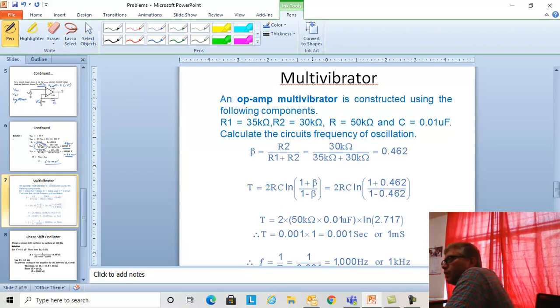An op-amp multivibrator is constructed using the following components. R1 is equal to 35 kilo ohm, R2 is equal to 30 kilo ohm, R is equal to 50k, and C is equal to 0.01 microfarad. Calculate the circuit's frequency of oscillation. If they say frequency of oscillation, that means it is astable, because it doesn't have any stable state. So astable is the keyword here.